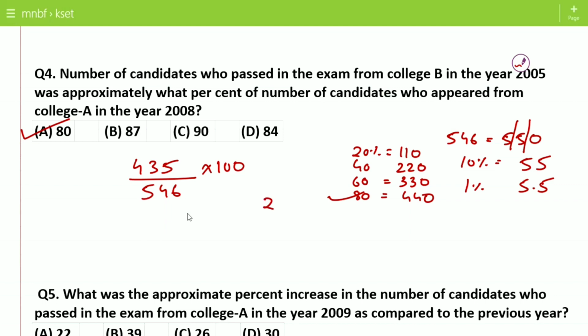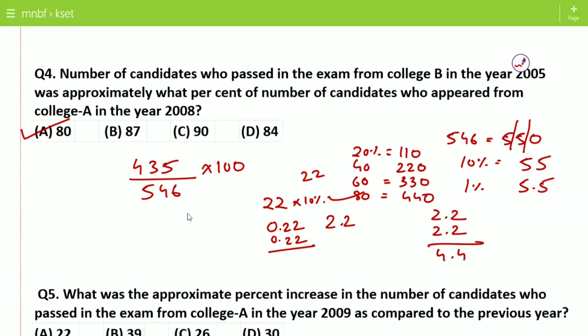If I say 22 into 10%, it is directly 2.2. If I say what is 22% of 22, so 10% of 22 is 2.2, again 10% is 2.2, then 1% is 0.22 and again 1% is 0.22. So you are going to get 4.4 and 0.44, that is 4.84. So this is the simple technique which you have to remember.